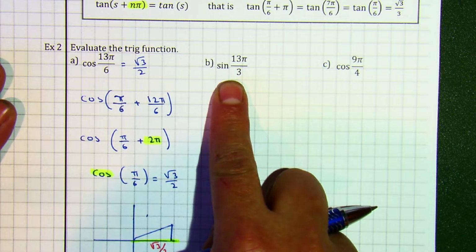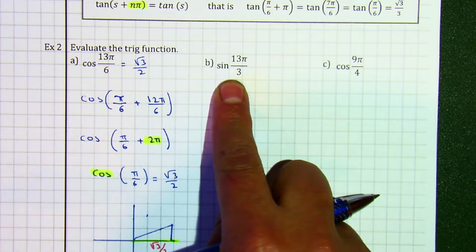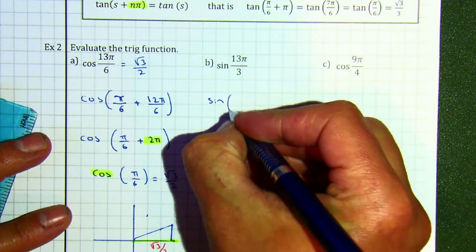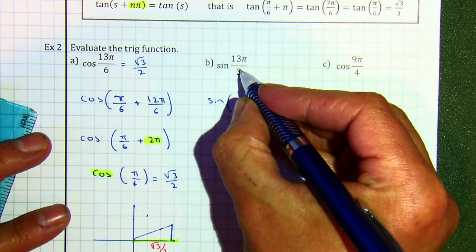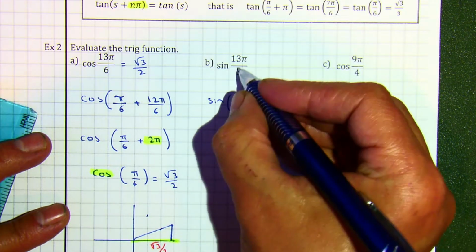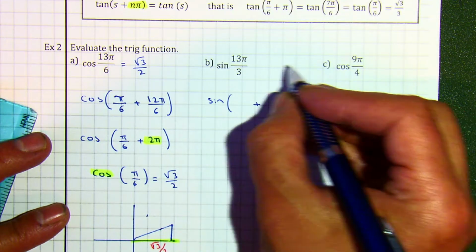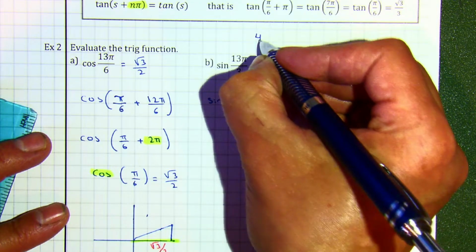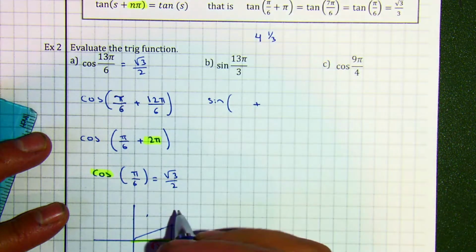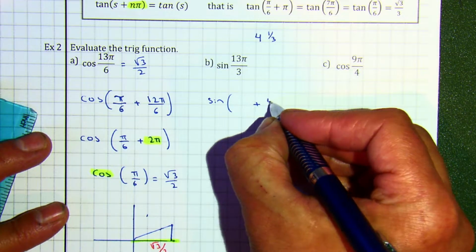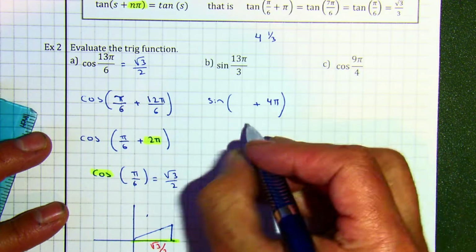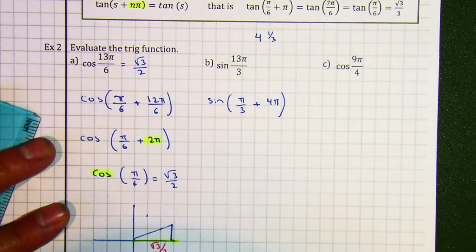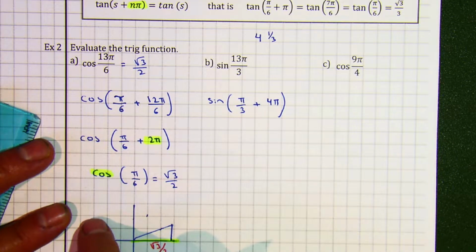The sine of 13 pi over 3. I know that this is how many thirds? I want it as an improper fraction. So this is 3 goes into 13 4 times and 1/3. So therefore, that is 4 pi plus 1/3 of pi over 3 will give me 13 pi over 3. Do you agree?